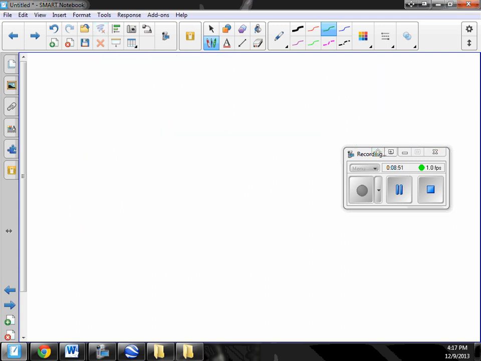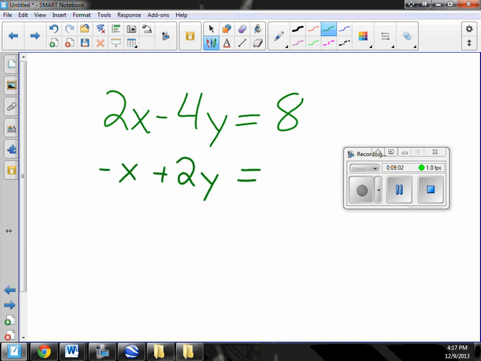All right, let's look at another one. What if I add 2x minus 4y equals 8 and negative x plus 2y equals 6? So right now, nothing eliminates. The x's are different and the y's are different. So let's say that I wanted to eliminate the x's. I want to eliminate that column. Well, I have a 2x and a negative x. If that bottom x was a 2x, then the x's would cancel. So I need to double the bottom equation. I'm going to times it by 2.